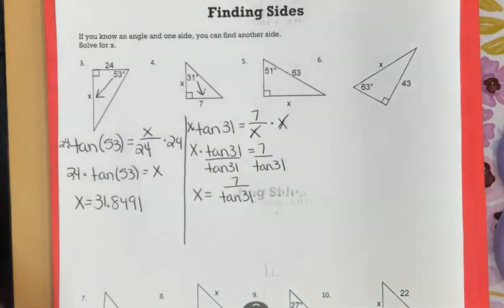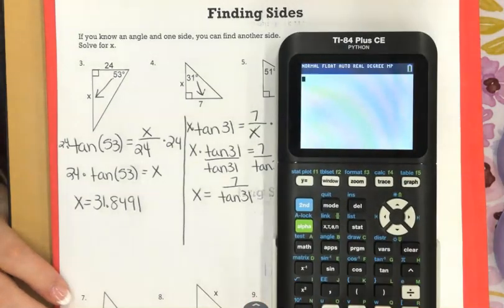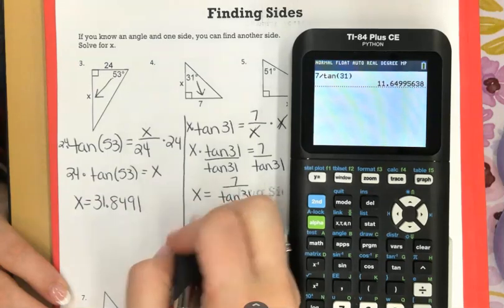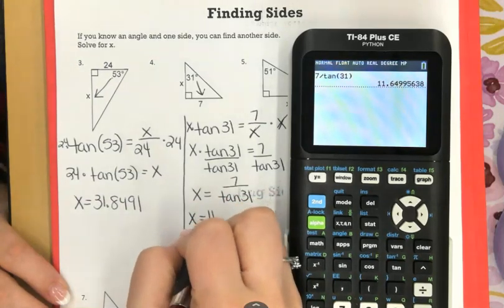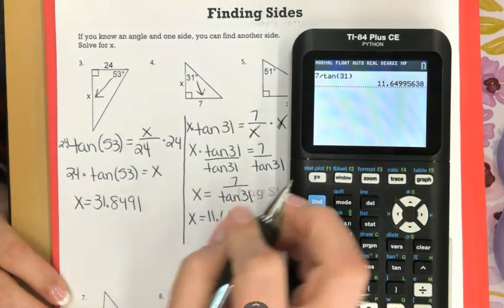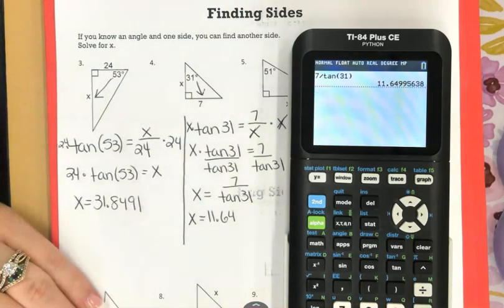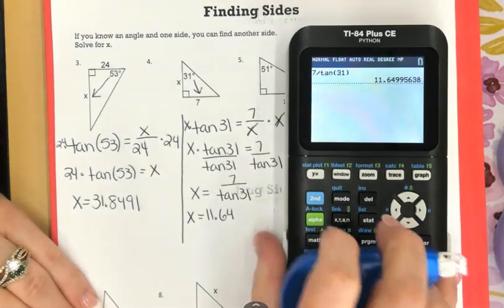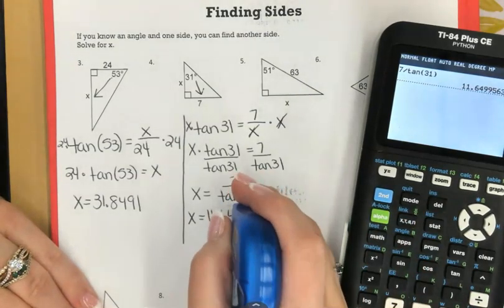Once I'm at this point, this is where I get my calculator. And I'm going to do 7 divided by the tangent of 31 degrees. And my side in this triangle is 11.64. That's going to round up, 6450. Because I've got those double 9s.